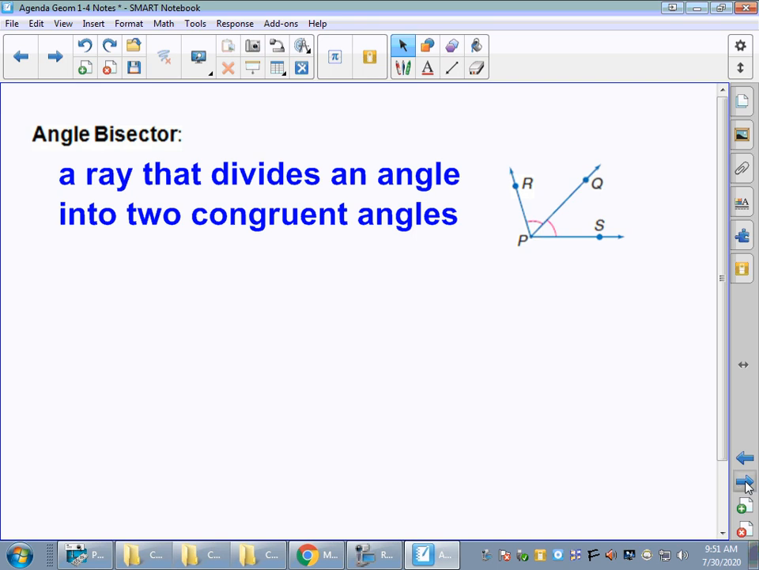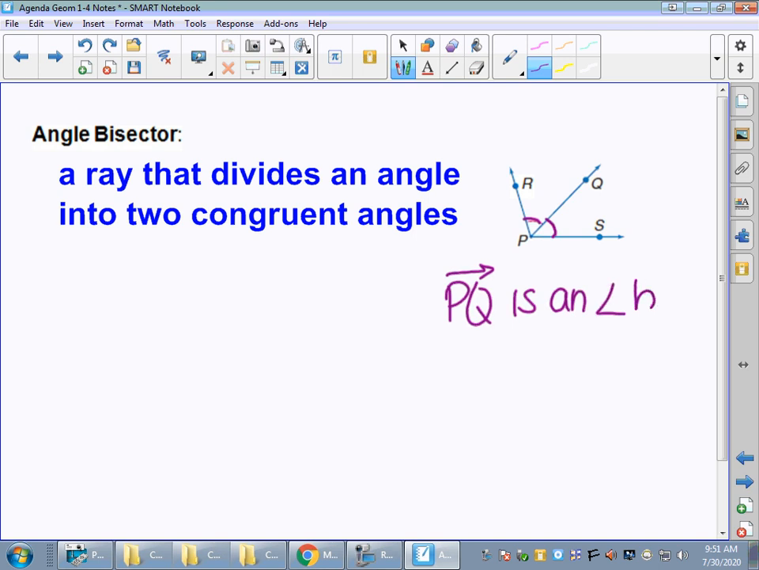So I would be able to say in this diagram, notice I've got these 2 arcs right here. They kind of offset them so it doesn't look like one giant angle. I would be able to say that ray PQ is an angle bisector. I use the angle symbol and then BIS for bisector. If you want to write it all out, feel free to do so.